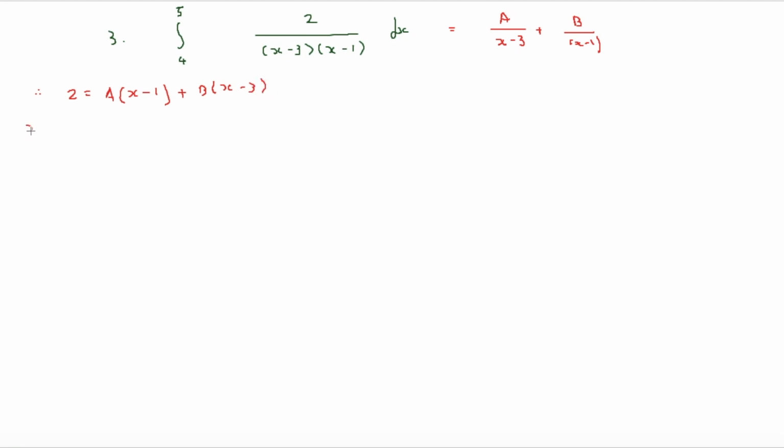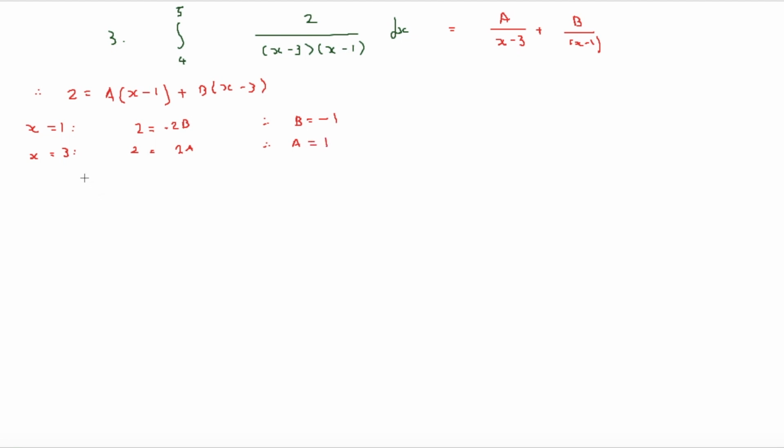Therefore, let x equal 1, and we're going to get 2 is equal to minus 2b. So therefore, b is equal to minus 1. And then x is equal, therefore, to 3. That means that 2 is equal to 2a. And that means that a is equal to 1.